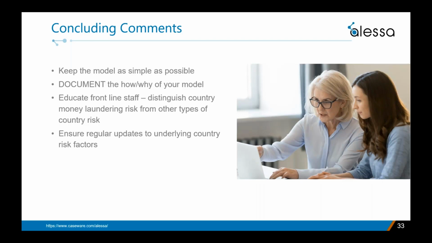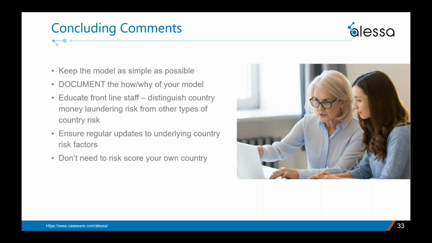Next, as we just alluded to in the poll question, it's important to ensure regular updates to your underlying country risk factors, especially if you're using your own model or a modified version of the Basel Index. Now, some of the underlying data will only be updated annually, like the Corruption Perceptions Index, the INCSR report, and so forth. But FATF often publishes new information about countries, money laundering, and terrorist financing risk as they emerge. So have a process to ensure an annual update, as well as a periodic review of those factors that can change more frequently.